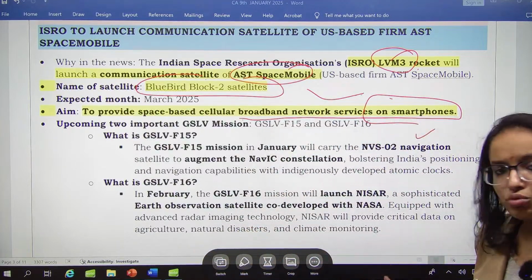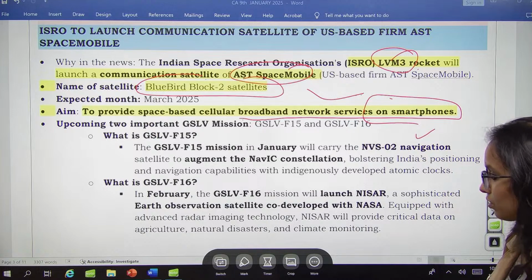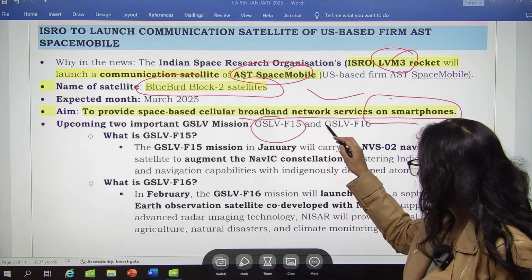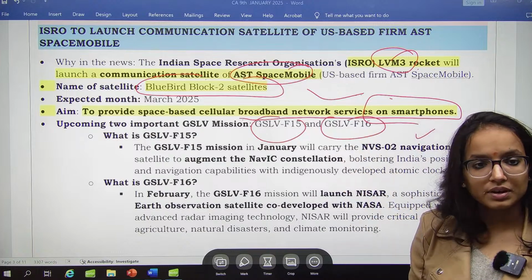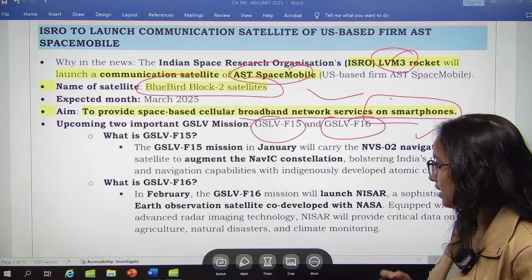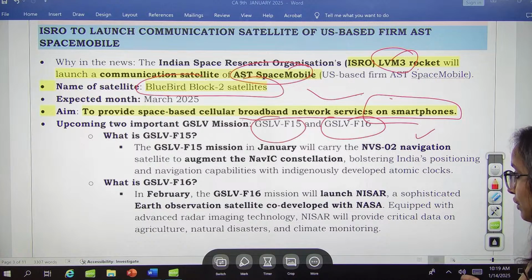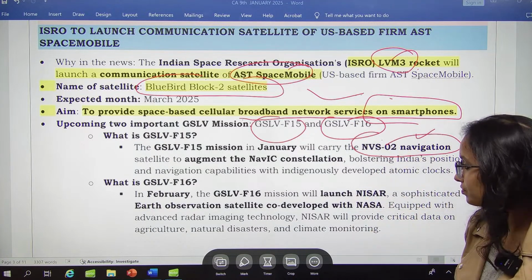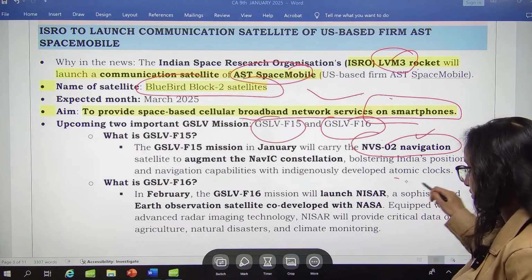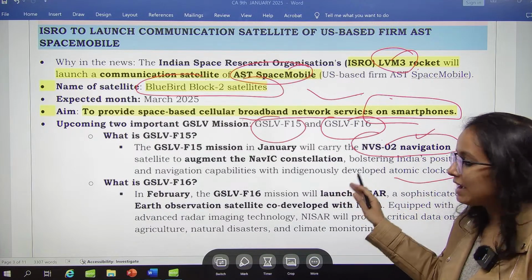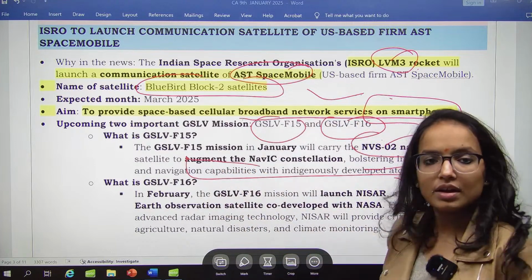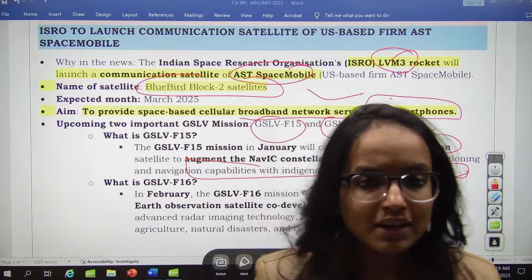So this is the purpose, right? Then upcoming two important GSLV missions for ISRO, you should remember. The upcoming ones are GSLV F-15 and GSLV F-16, right? GSLV F-15 क्या है? January में it is scheduled. It will be carrying NVS-2 navigation satellite. Okay, so this will be helping India in navigation capabilities. Navigation में it will be helping.